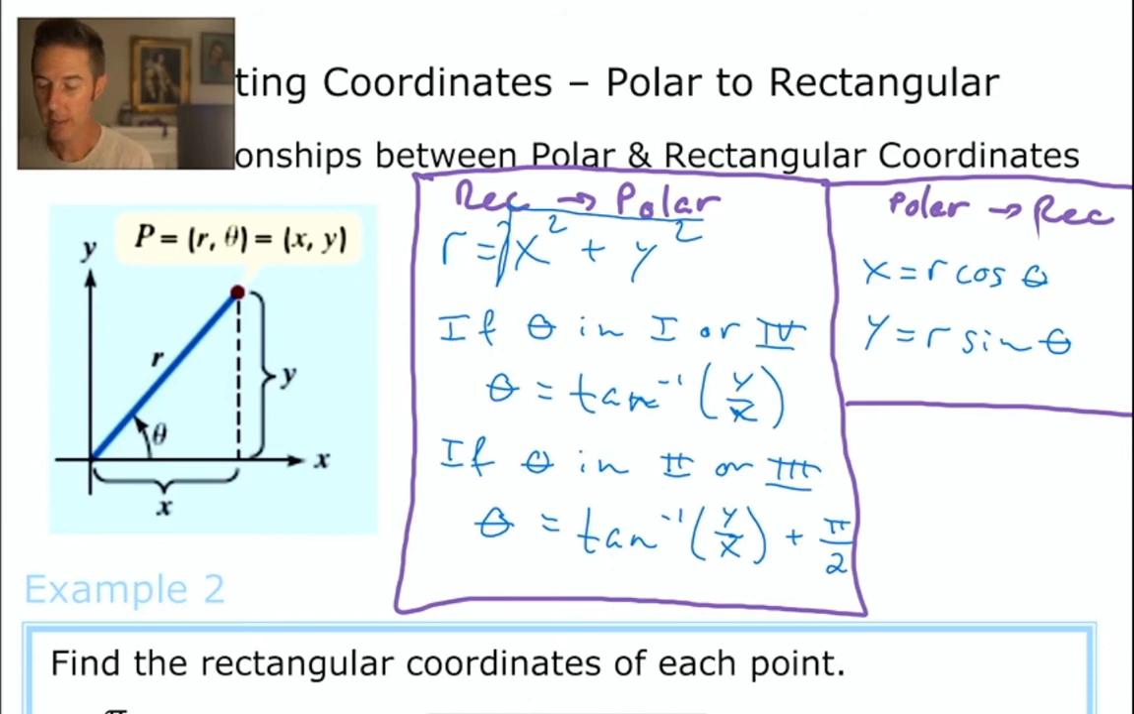And then from polar to rectangular is easy, right? Just drop your r value in there, take the cosine of theta, do a little multiplication, and you'll be able to quickly calculate your x and y values.